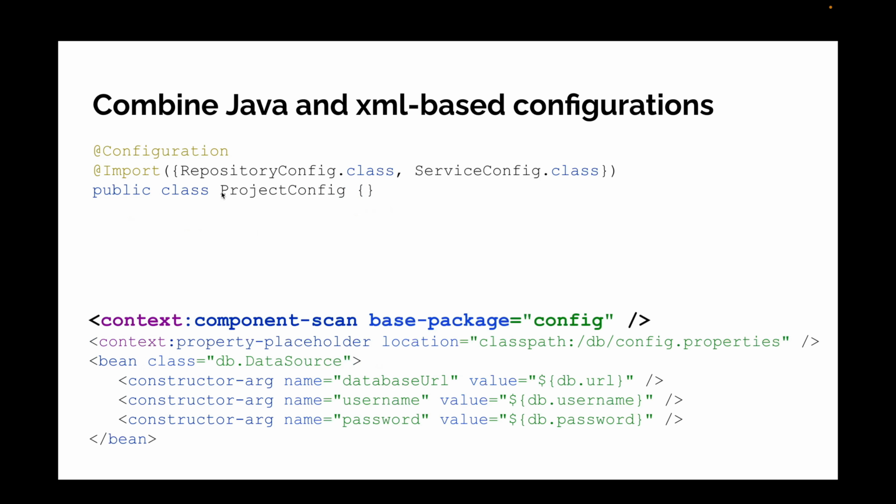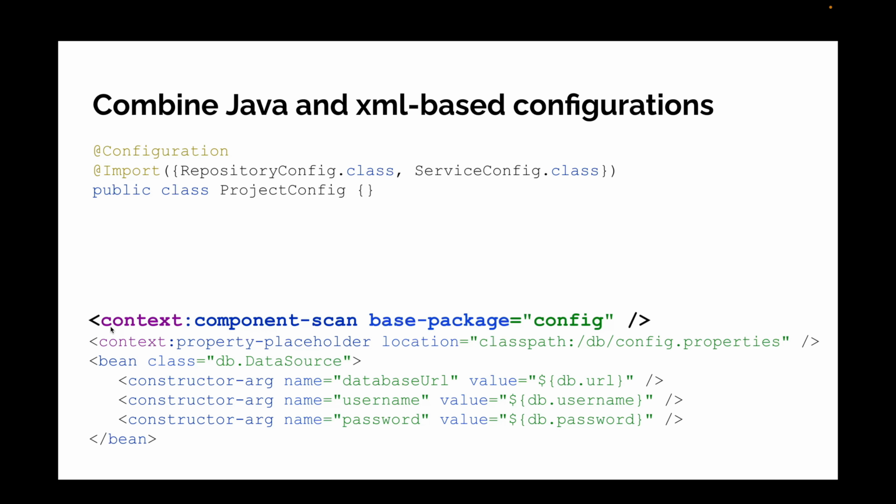Then we can have an empty project config, and we can import repository config and service config. So those two will be included if we include project config. Now let's say we want to create the Spring IOC container using XML configuration. Now in that case we need to include this project config as well inside XML.